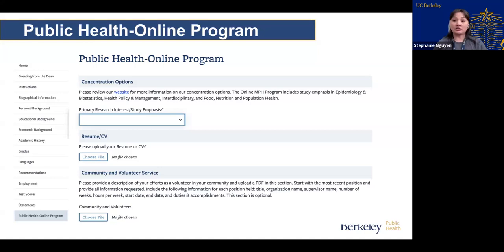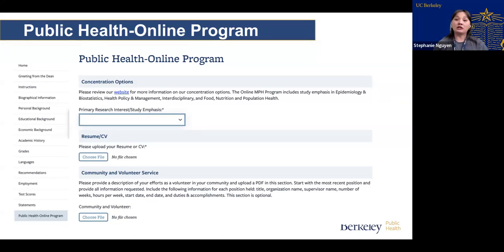We have 4 concentrations that you can choose from. So definitely explore our homepage to see which one appeals to you most. And that's interdisciplinary, epidemiology and biostatistics, food nutrition and population health, and health policy and management.